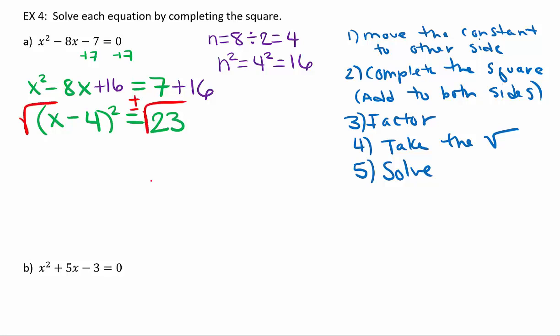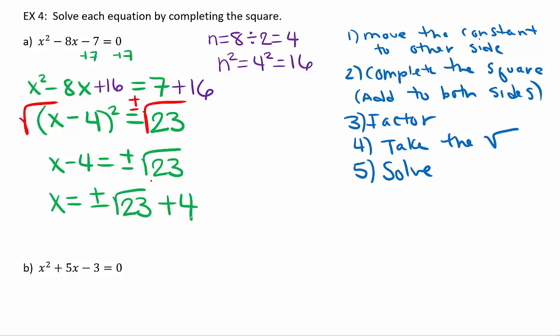Now we can actually use that square root method. I take the square root of both sides. Don't forget that plus or minus. So x minus 4 is plus or minus root 23. 23 is not a perfect square, so it's just going to stay like that under the radical. But to finish, I add the 4.